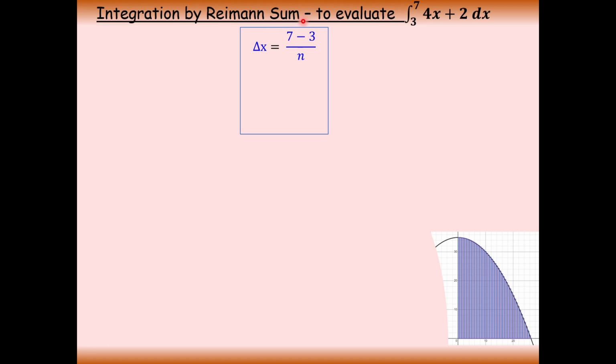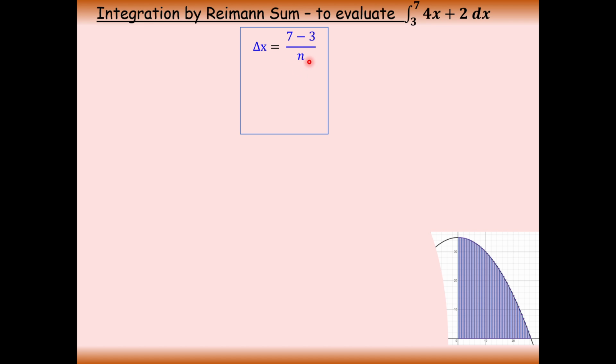So what we are doing is that we are saying that the sum of these rectangles, the area of these small rectangles, will give us the value of the integral we are looking for. So as we are adding more and more rectangles into this region, the width of each rectangle is going to decrease. So that's why the 7 minus 3 is divided by the number of rectangles n.